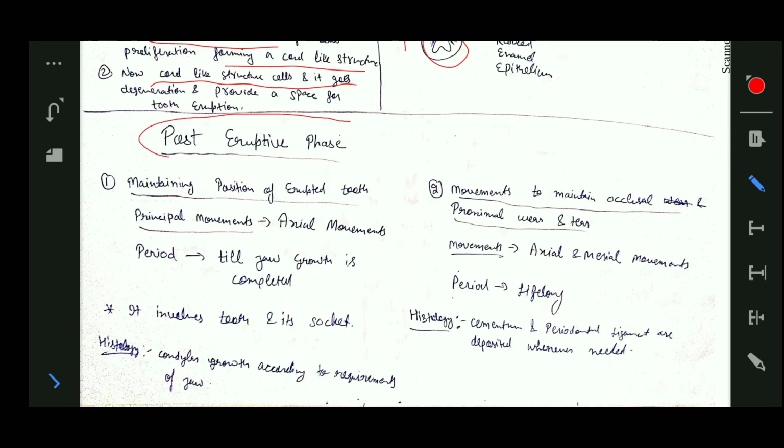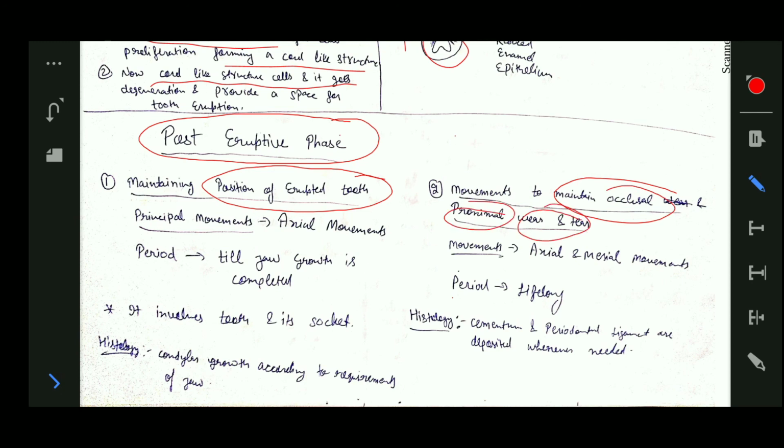Let's talk about the post-eruptive phase, which is the last phase of tooth eruption. The two types of movements found in the post-eruptive phase are the movements which help in positioning the erupted tooth, and the movements which help in compensating for occlusal and proximal wear and tear. In the positioning of the erupted tooth, the principal movements are the axial movements, and the time period for these movements is when the jaw growth is completed. It also involves the tooth and its socket.